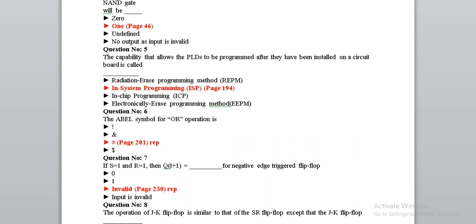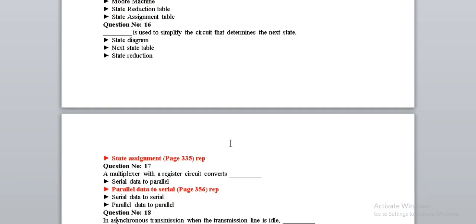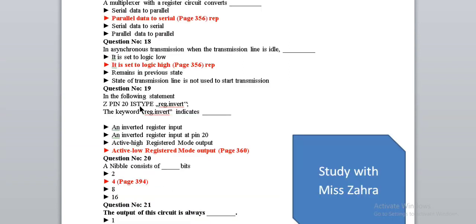Following is the circuit diagram of a monostable device. Which gate will be represented by the red colored rectangle? XNOR gate. In dash, output depends only on the combination of current state and the input: Mealy machine. Dash is used to simplify the circuit that determines the next state assignment. Next statement given, the correct option is active low registered mode output. Enable consists of 4 bits.